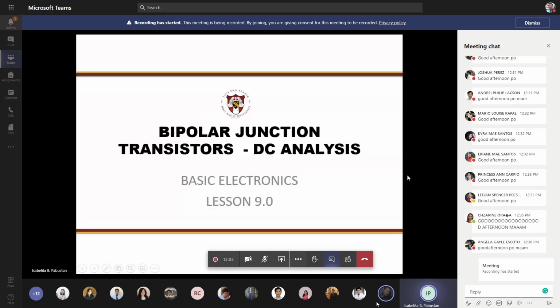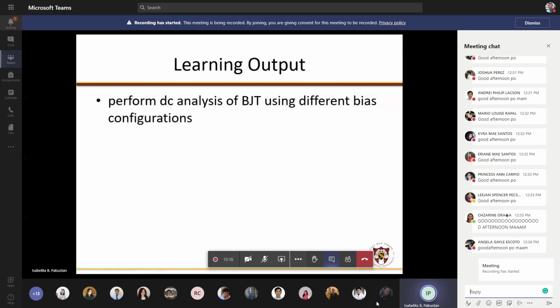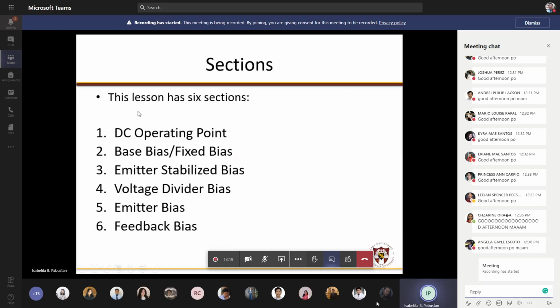So this is module 9. This is your own module, on Canvas. So we will have the DC analysis for your BJT. You will have all these six. What we will have today will be this 1, 2, and 3. And then on Friday, we will have 4, 5, and 6. I hope to finish all of this on Wednesday, yung Wednesday next week. Okay?